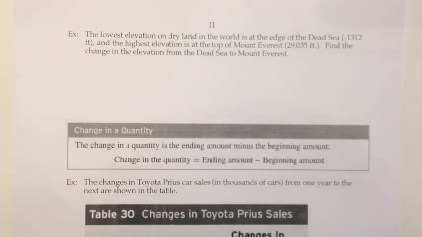Alright, continuing on in section 2.4. The lowest elevation on dry land in the world is at the edge of the Dead Sea, negative 1,312 feet, and the highest elevation is at the top of Mount Everest, 29,035 feet. Find the change in elevation from the Dead Sea to Mount Everest.